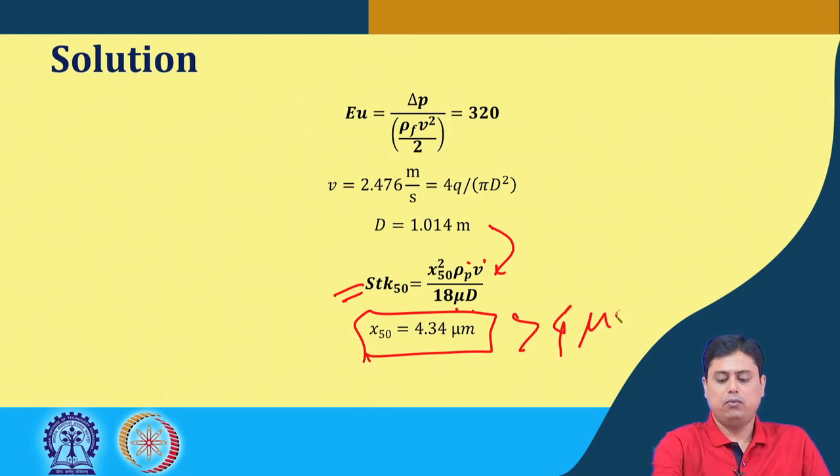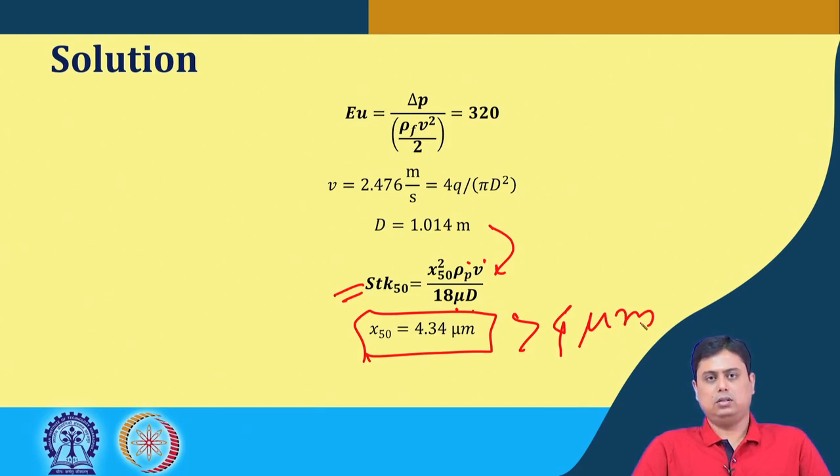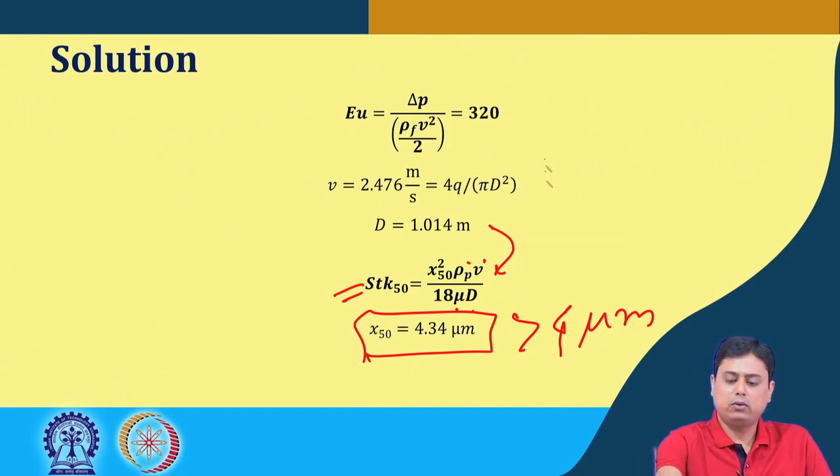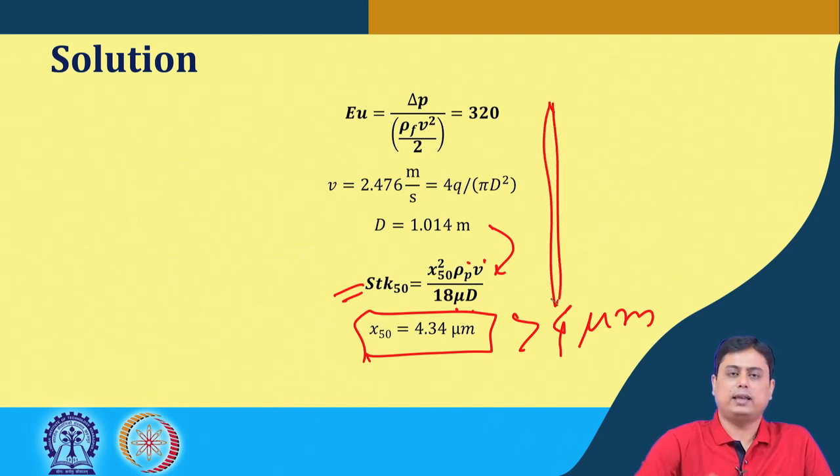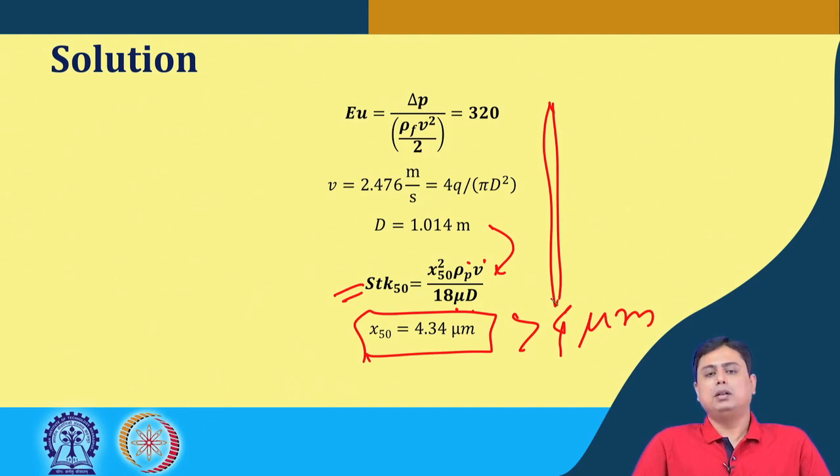We require 4 micron of the particle as the cut size. So, which means this diameter is not sufficient, and this diameter is calculated as if there is only one cyclone separator being used, because this whole calculation stands for only one cyclone separator, single in number. So, which means we need multiple cyclone separators.